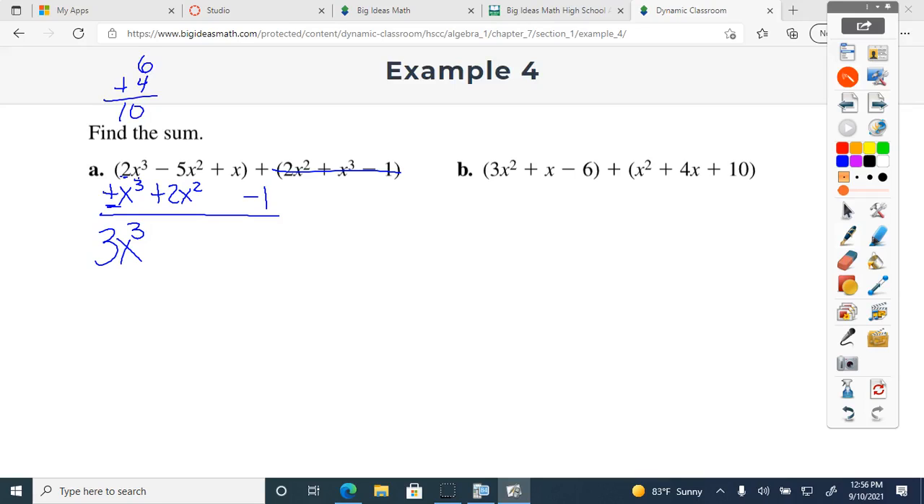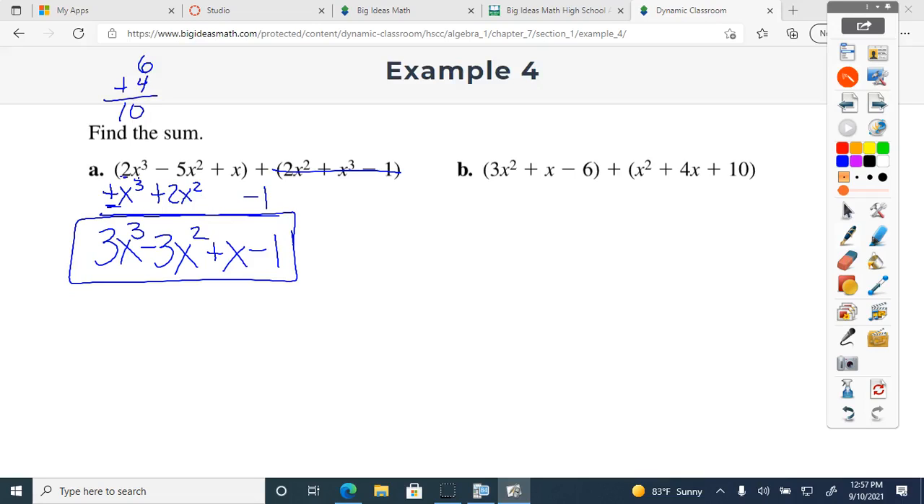Negative, how many x squareds are here? Negative 5. How many's here? So, how many do I have total? Negative 3 x squared. The x, do I have anything to add it to? No, so I just do what? Just bring it down. What about the negative 1? Just bring it down. Will they always be in standard form? Not necessarily. If they're not, what do you need to do? Put them in standard form. If you notice, the first one was in standard form, the second one was not. So I rearranged it when I wrote it under, okay?